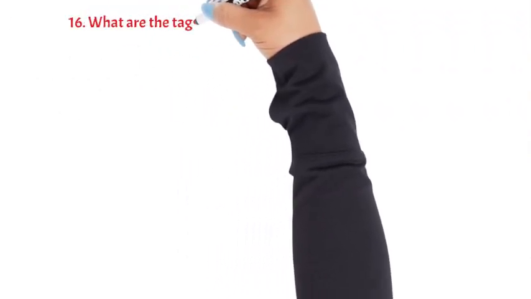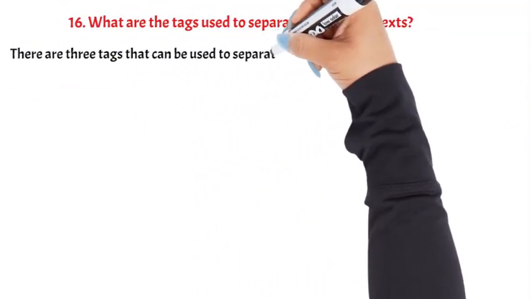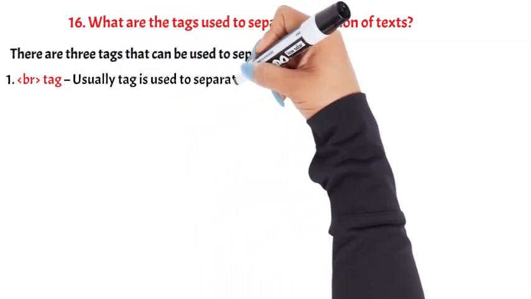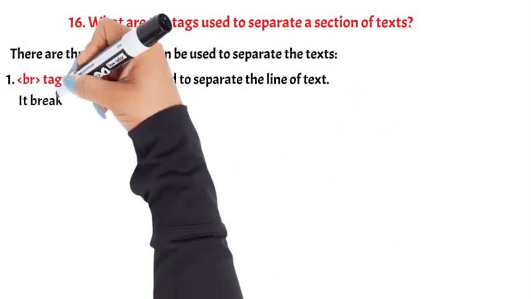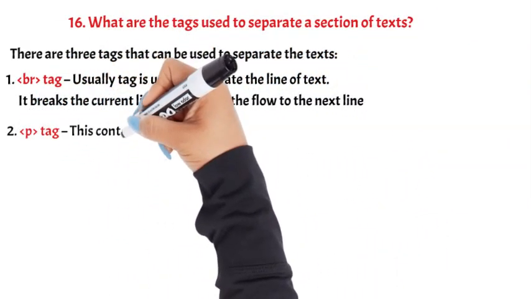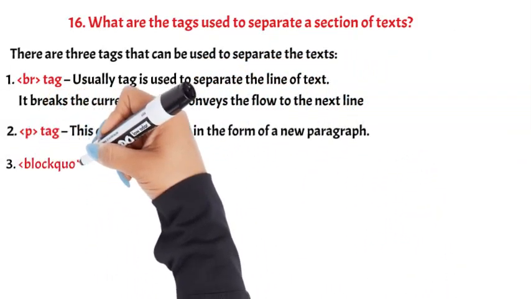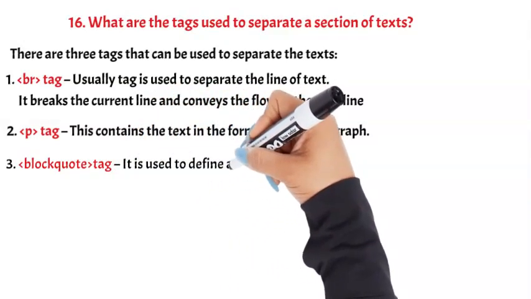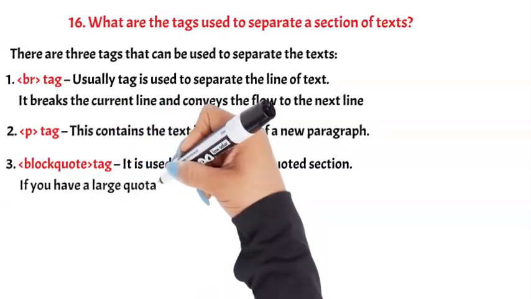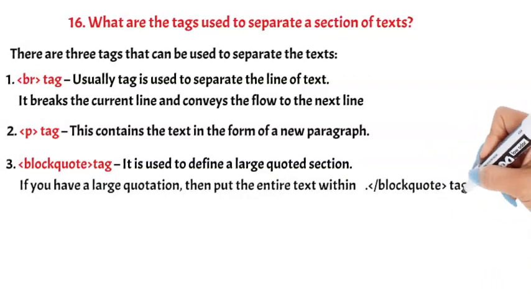16. What are the tags used to separate a section of text? There are 3 tags that can be used to separate the text. 1. The <br> tag. Usually this tag is used to separate the line of text. It breaks the current line and conveys the flow to the next line. 2. The <p> tag. This contains the text in the form of a new paragraph. 3. The <blockquote> tag. It is used to define a large quoted section. If you have a large quotation, then put the entire text within the <blockquote> </blockquote> tag.